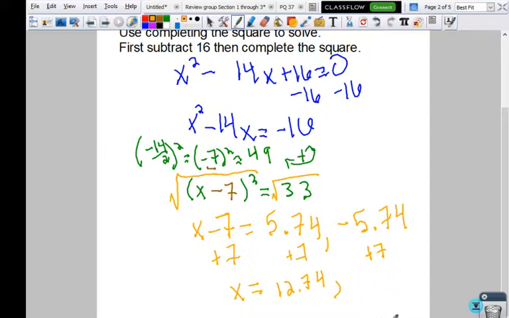Is it negative? It's not negative 12.74. No, it would be a 3. That's 1.2. Are you sure about that? 2.74. No. Yes. Oh, one. Ivory, what do you get when you do negative 5.74? It's plus 1.26.